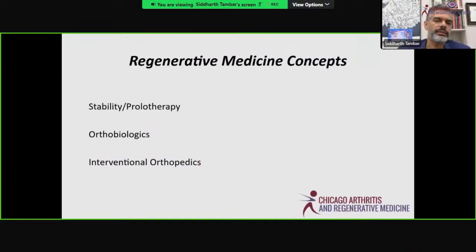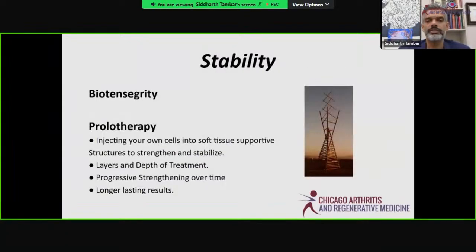So we're going to talk about some key regenerative medicine topics or concepts. Stability is a big one. In the world of stability, there is this concept called biotensegrity. Biotensegrity is this concept that if you take individual units that are weak on their own, if you put them in close approximation and compress them, they're much stronger together. That is a concept in architecture called tensegrity. In biology, it's called biotensegrity.